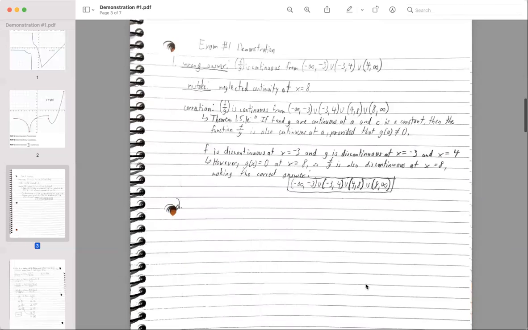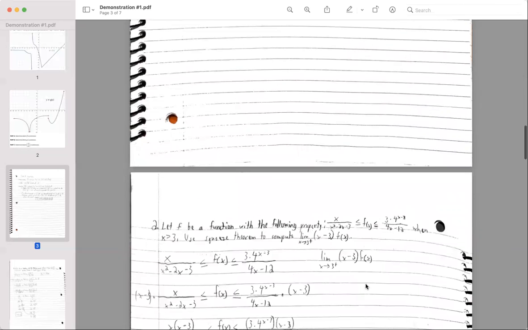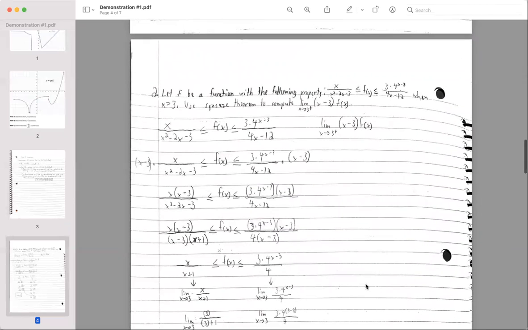And so moving on to the second question, it states, let f be a function with the following property, x over x squared minus 2x minus 3 is less than or equal to f of x, which is less than or equal to 3 times 4 to the x minus 3 over 4x minus 12. And so that is when x is greater than 3.